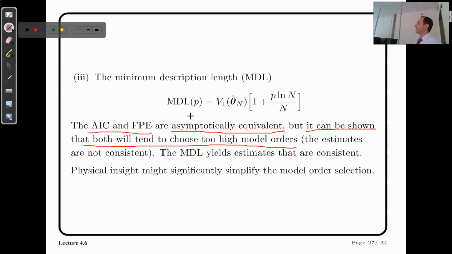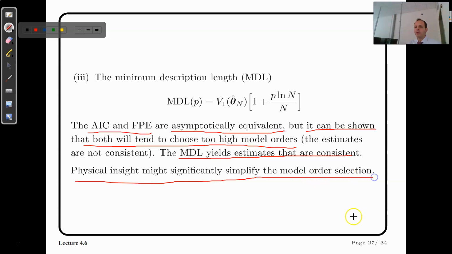As a general suggestion, please consider all possible indications from these performance indices in order to select the best one. But we will see an example. And the minimum description length yields estimates that are consistent. So the physical insight might significantly simplify the model order selection.